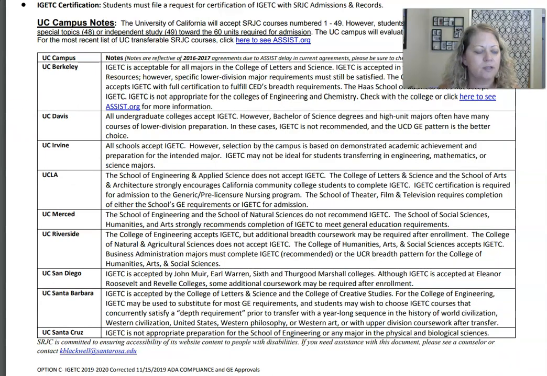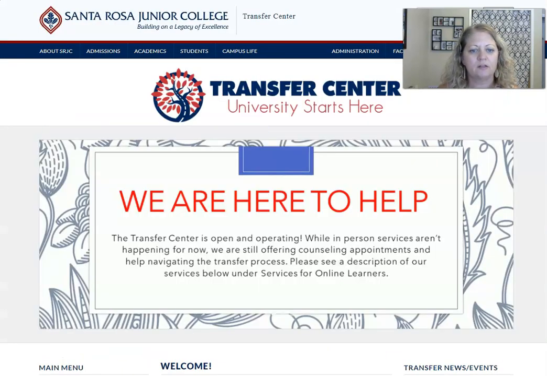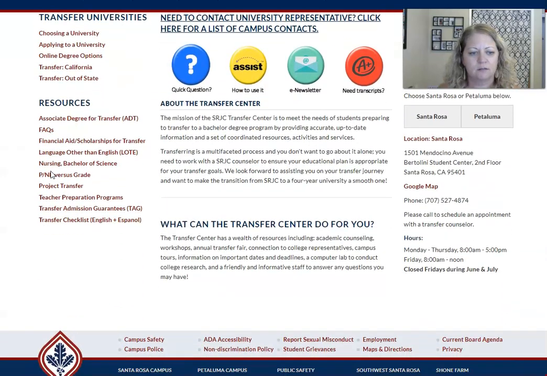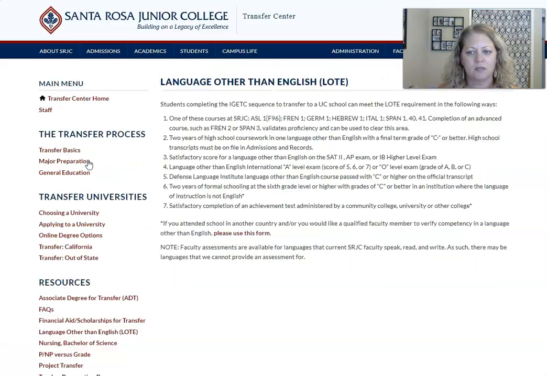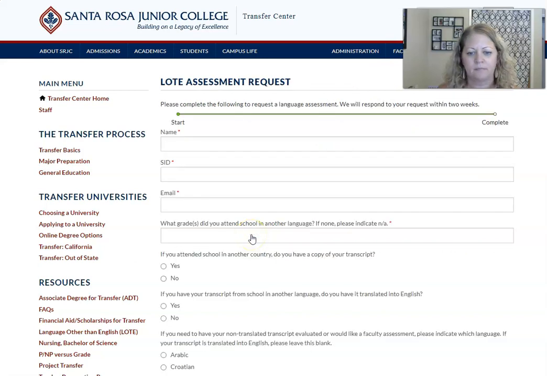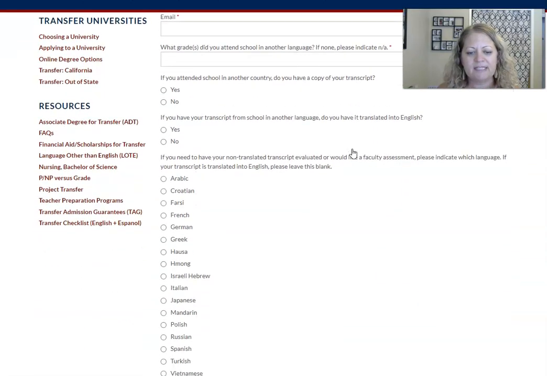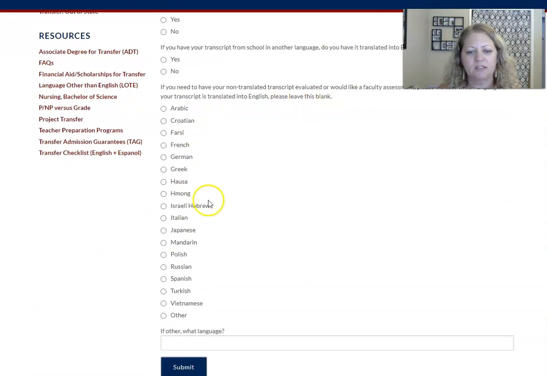So let me show you really quickly on the Transfer Center site where that LOTE information is. So in here, under Resources, and maybe you already saw this, here's the LOTE. And if you click on that, you can use this form and fill this out. And then we have a list of languages that we can test for, or we have somebody that can give the test for, but you could always put other and then put the language, and then we'll see if we have somebody.